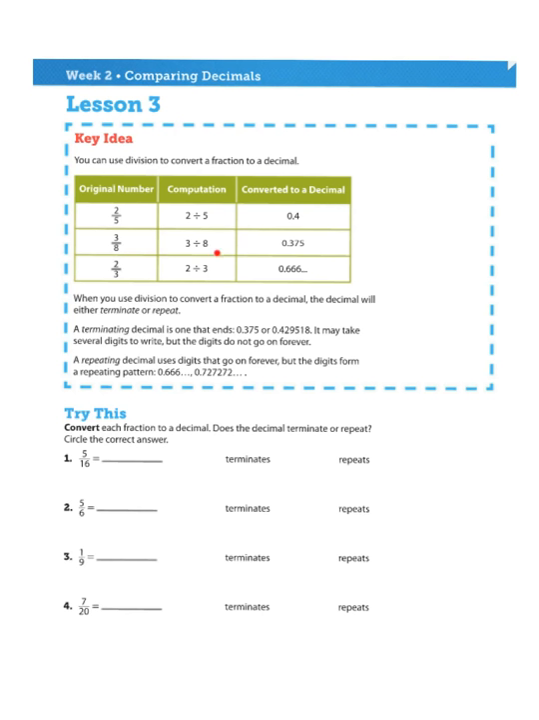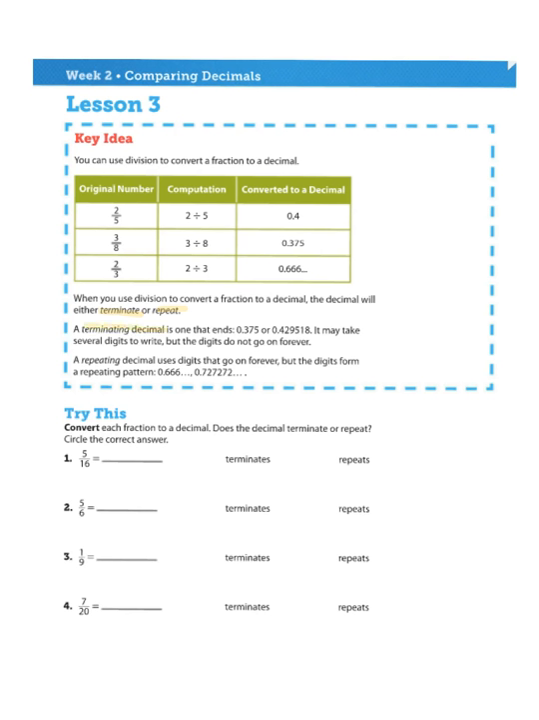If you take 3 divided by 8, you get 0.375. If you take 2 divided by 3, you get 0.6666, and so on. When you use division to convert a fraction to a decimal, the decimal will either terminate or repeat. So those are 2 vocabulary words, terminate or repeat.